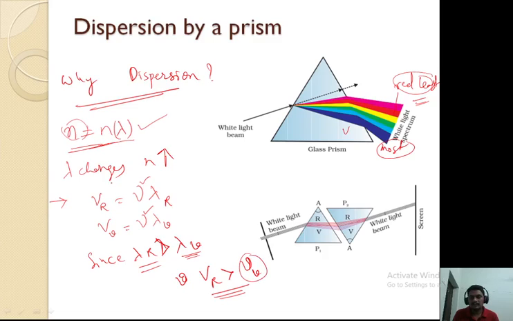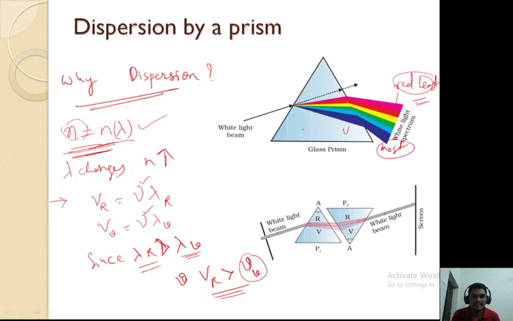Whenever one of the lights travels faster and the other travels slower, one suffers one type of bending and the other suffers another type of bending. Definitely you will find some separation in the colors. That is the reason why they are splitting into different colors. That is what is meant by dispersion. So dispersion takes place because of the change in the refractive index of the medium. This is the reason for dispersion.